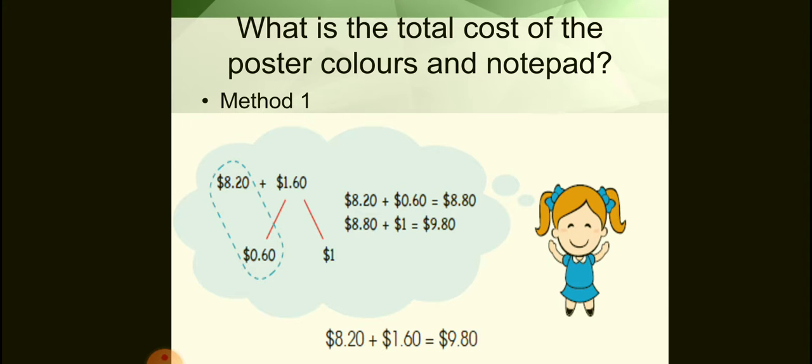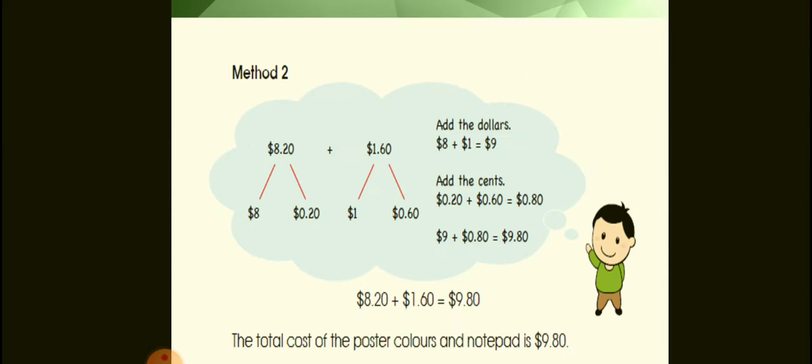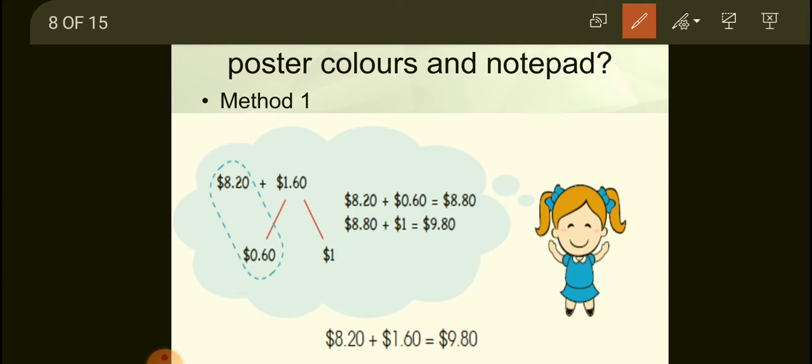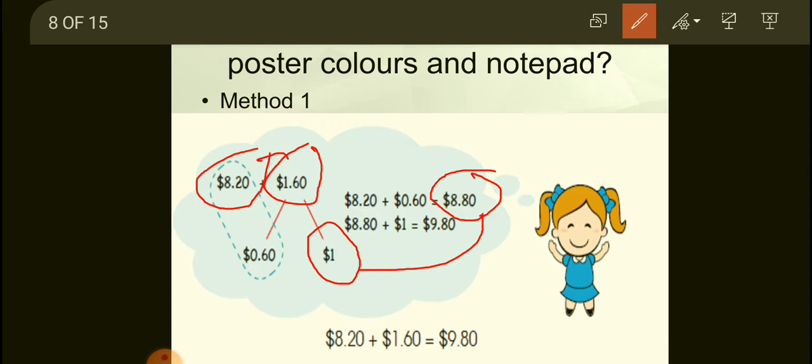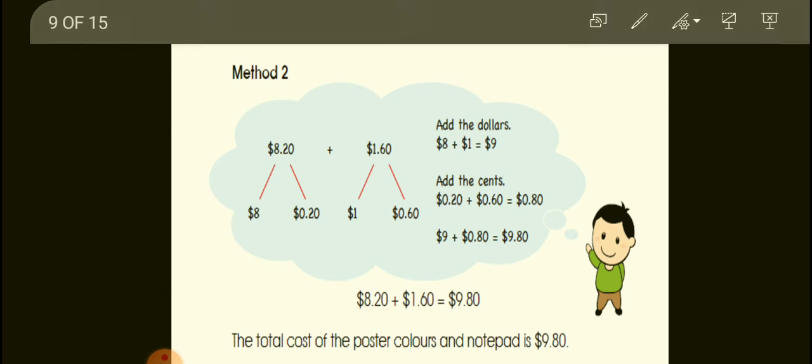What is the total cost of the poster, colors and notepad? Students, in this there are 2 methods. Method number 1 is that you add one figure with the other figure, decimal or cents. So there is 60 cents or decimal, you add in the first one and it will be $8 and $80, and the rest is $1. So when we add with 1, we get $9.80. Similarly in method number 2, it's very simple.